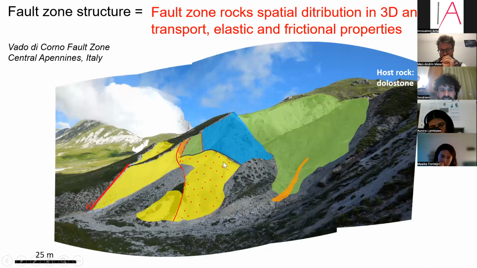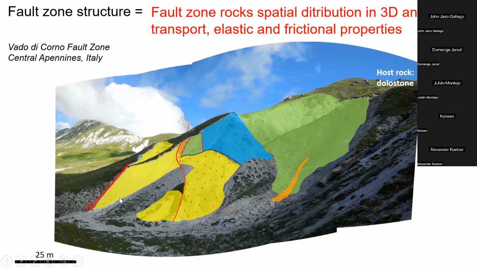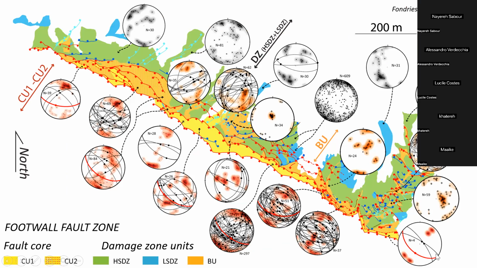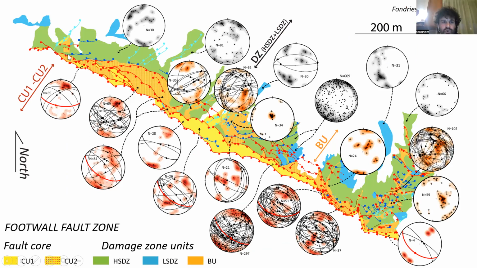So this is just a section that we mapped, but we could map this fault zone along almost 2 kilometers along a very well exposed area. So we can have a kind of a map view of our fault zone structure, which was exhumed from 2 kilometers depth, and have an idea what the fault zone structure was at this depth.